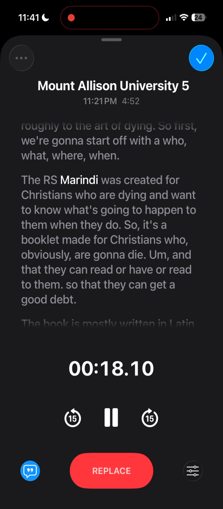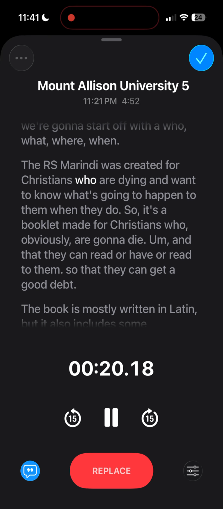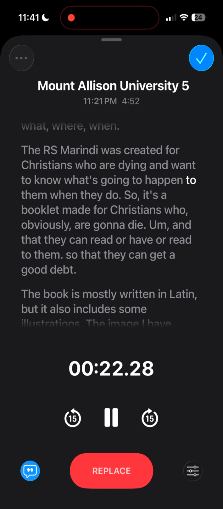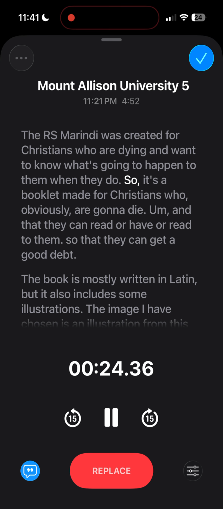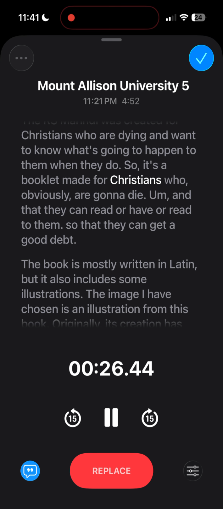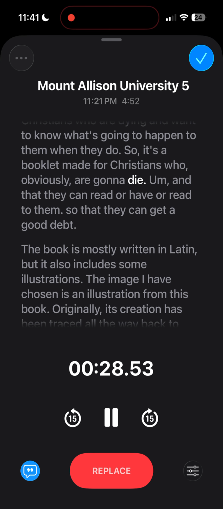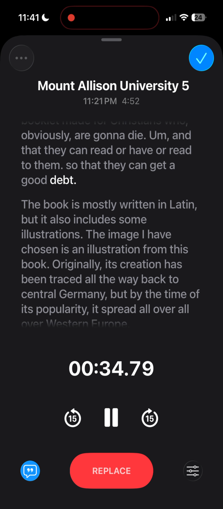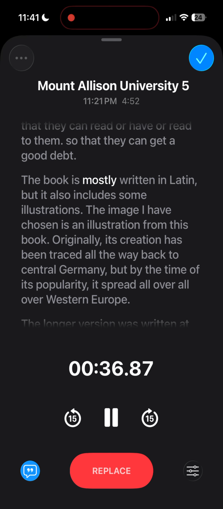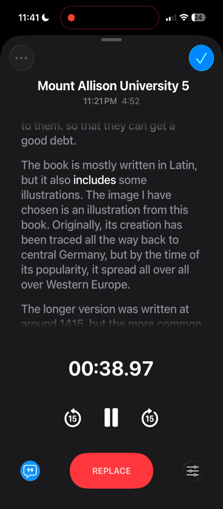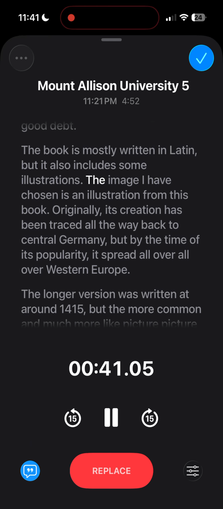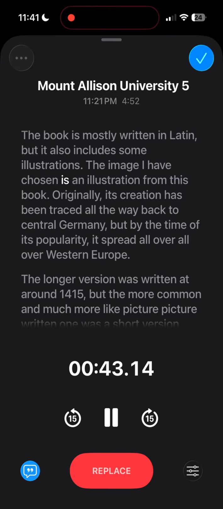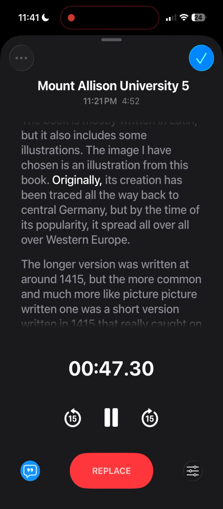The Ars Moriendi was created for Christians who are dying and want to know what's going to happen to them when they do. So it's a booklet made for Christians who obviously are going to die, and that they can read or have read to them so that they can get a good death. The book is mostly written in Latin, but it also includes some illustrations. The image I have chosen is an illustration from this book.